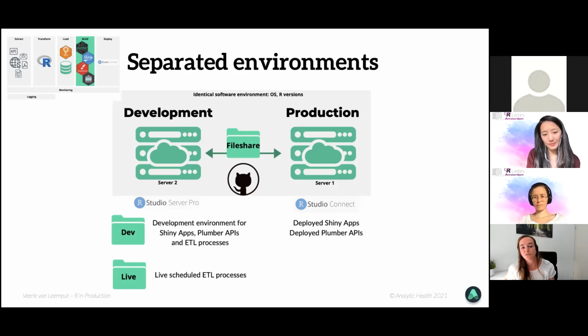Then our production server is the one where we have RStudio Connect. I'm going to tell you a bit more about what RStudio Connect is later. On this production server is where all our deployed products are. So here we have our Markdown reports, our Shiny apps, our APIs. We can schedule content here. It's awesome. I will also show you in a bit what RStudio Connect looks like. And that's how we did it.